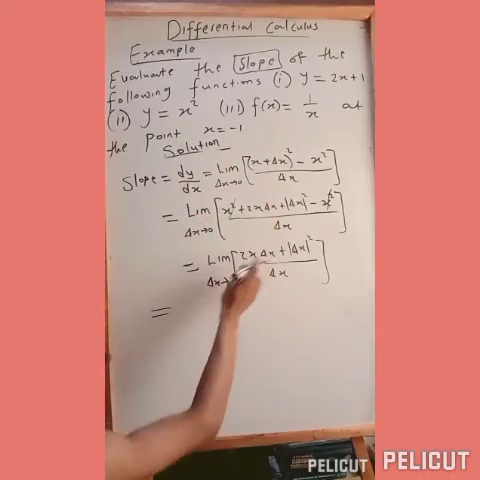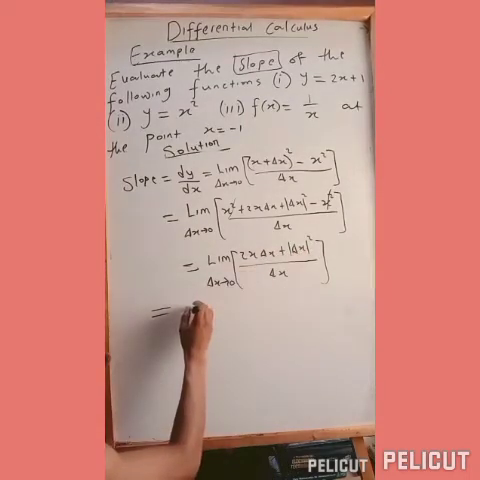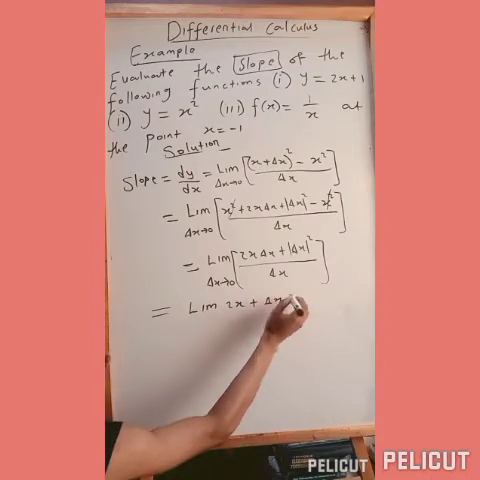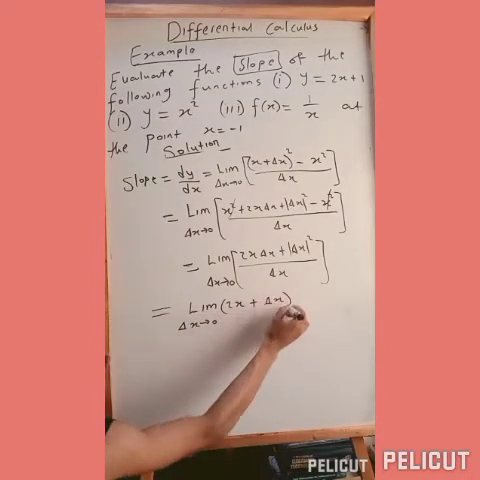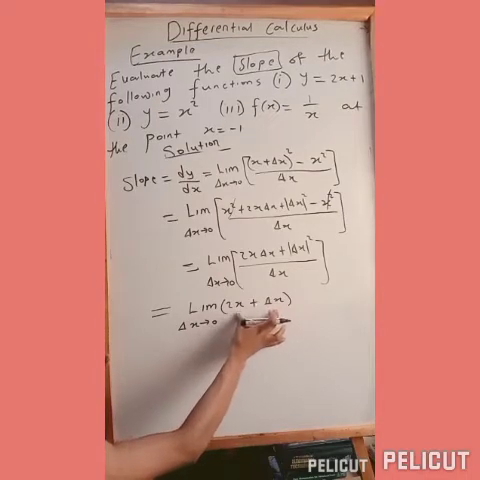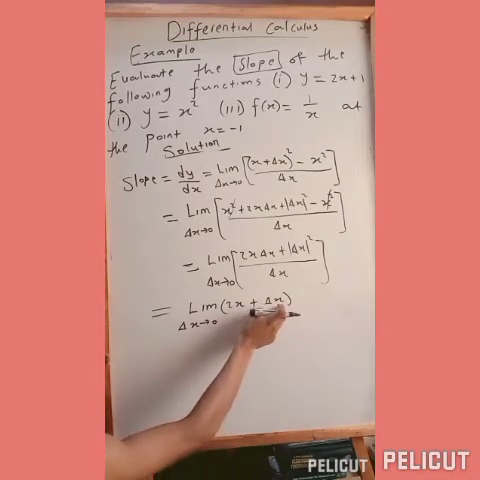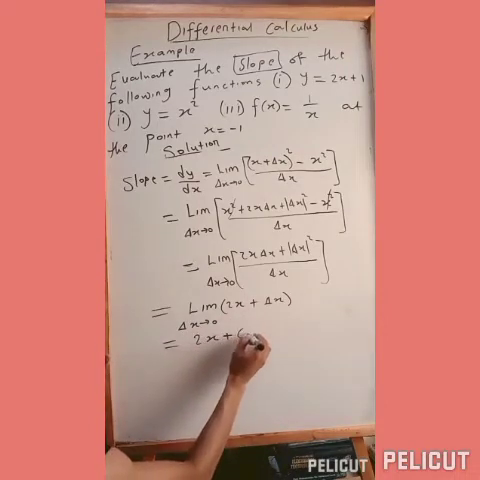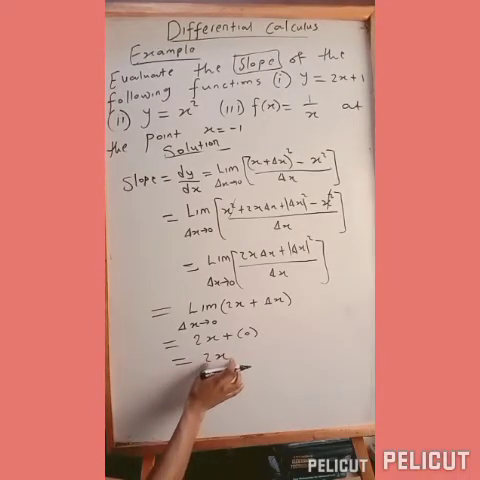So this is going to be |Δx| equals Δx. So I'm going to have a limit of 2x + Δx. The absolute value disappears as Δx tends to 0. So now we're supposed to evaluate this by putting Δx to be 0. So that's going to be 2x + 0. That will be 2x. So you can see the slope depends on x.